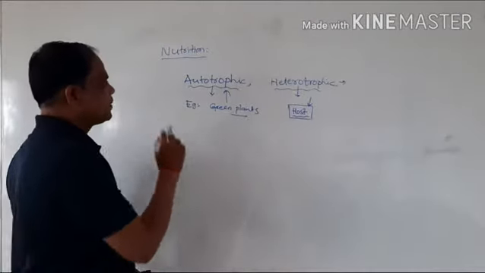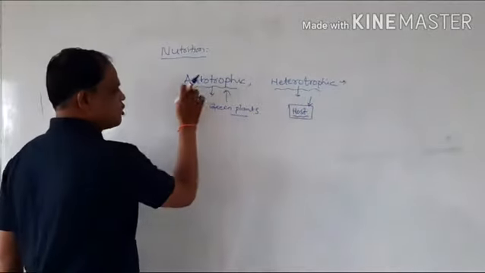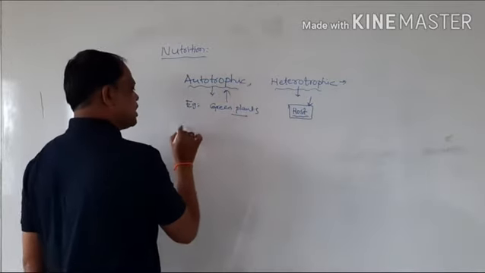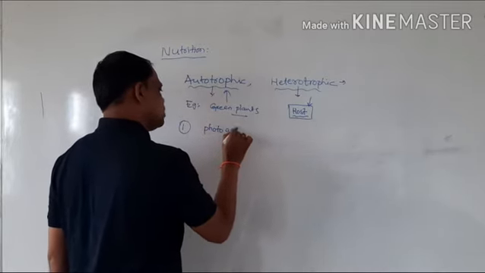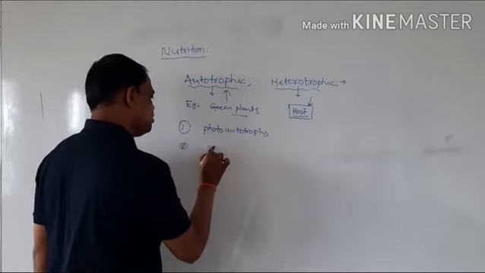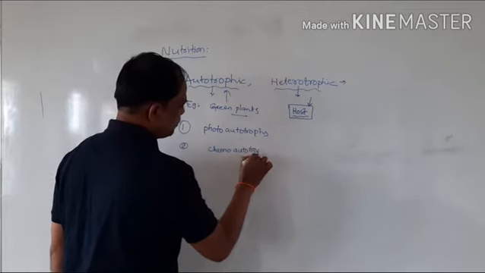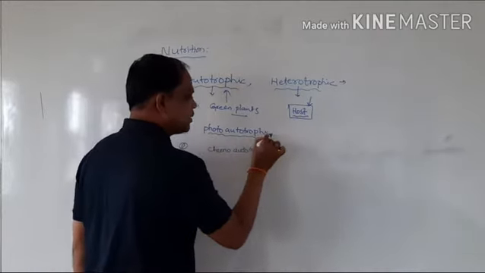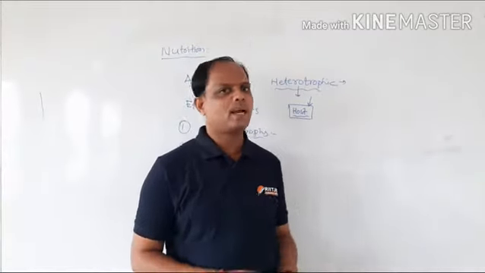Now, the source of carbon and sunlight. Autotrophic organisms are of two types: one is photoautotrophs and the second is chemoautotrophs. Photoautotrophs, for example, include some green sulfur bacteria.